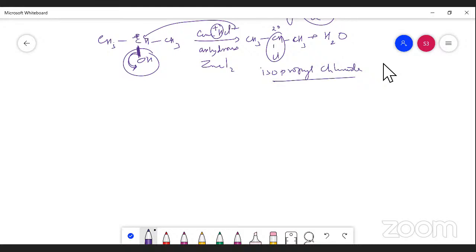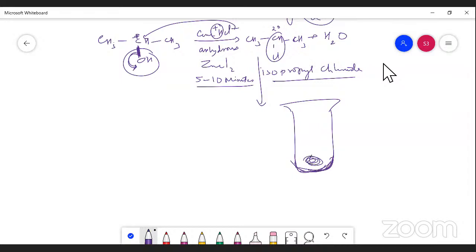This reaction does not take place immediately. It takes place after 5 to 10 minutes. We can understand these reactions by the formation of turbidity. If you are carrying out the reaction, you take the test tubes and put in the alcohol, where OH is present. Now we pour in the HCl and anhydrous ZnCl2. This is all poured inside. We can understand the reaction by observing with our eyes.